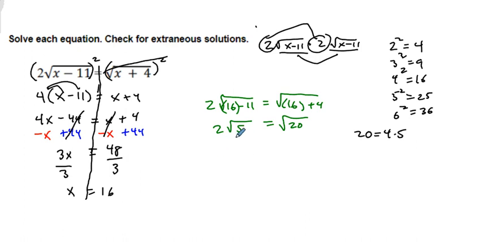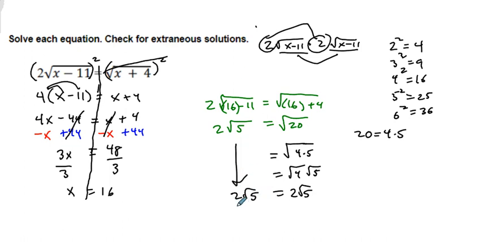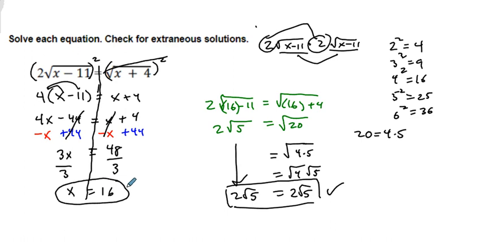So we're going to leave this 2 times the square root of 5 over here, and we're going to rewrite 20 as the square root of 4 times 5. Remember, when you have that, you just split up the radicals: square root of 4 times the square root of 5, and then simplify it. The square root of 4 is 2, since 2 squared is 4. So it's 2 times the square root of 5, and then you bring this down and realize that, hey, they are equal to each other. So this was our check step, and it was successful. So this is a valid solution to this problem.